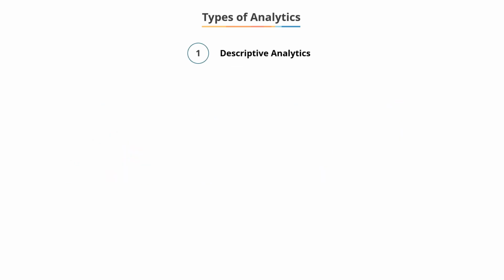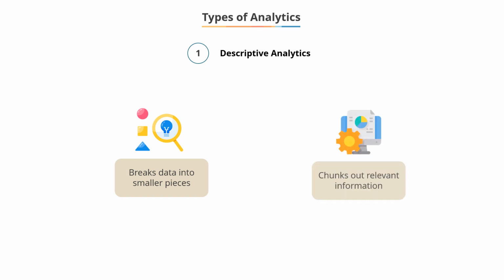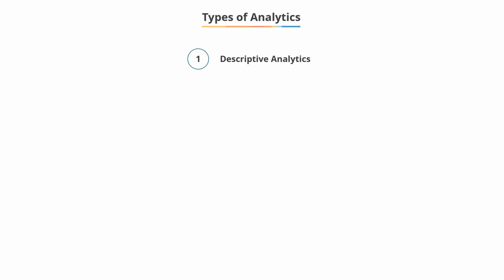The first one on the list is descriptive analytics. This is known as the simplest class of analytics. This type of analytics allows us to break a big chunk of data into smaller pieces, chunking out relevant information from the data or brief synopsis of what has happened. Let us take an example of doing a descriptive analytics of the customer data. It includes finding answers to the following questions.